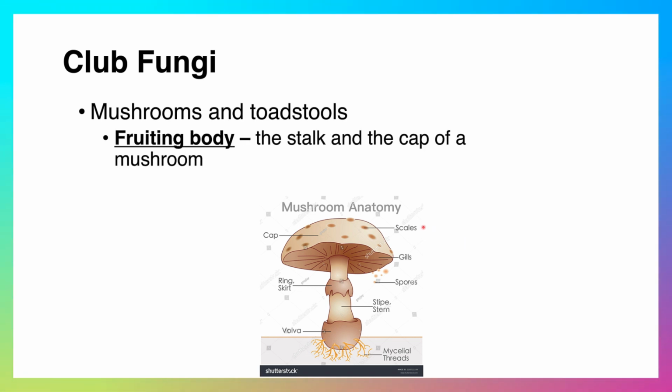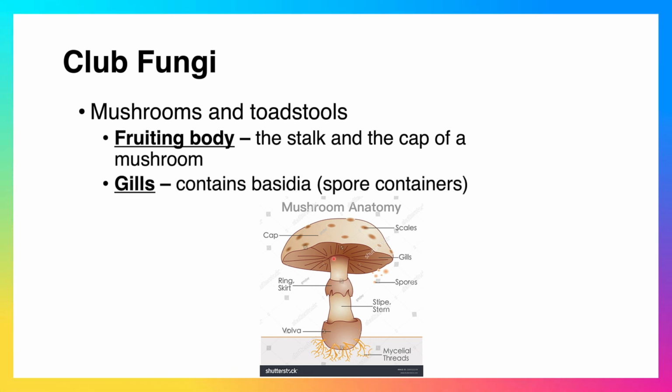The stalk and the cap, so this whole part right here, is called the fruiting body. And on the fruiting body, on the underside here, are the gills. And the gills contain the basidia. Basidia are spore containers, and the spores fall out from inside here. And you can take a fungus, take this top cap off, put it on a piece of paper and tap it, and you can release the spores onto the piece of paper.